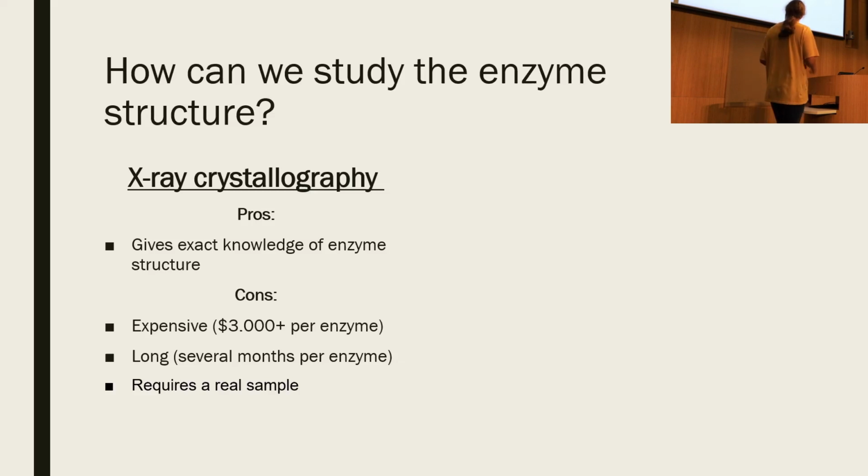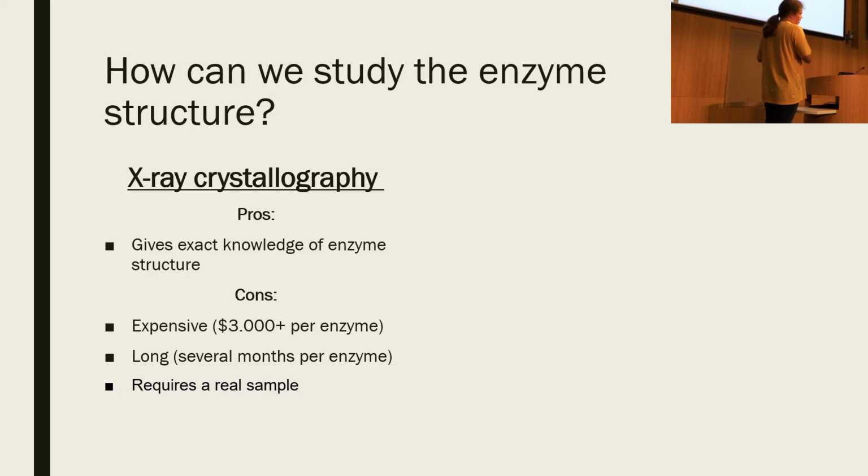But it also has several disadvantages because it's expensive and long. It can cost more than $3,000 for one small enzyme, and it could take up to several months to process. Also, unlike the next method, it requires a real sample, which sometimes can be difficult to get.